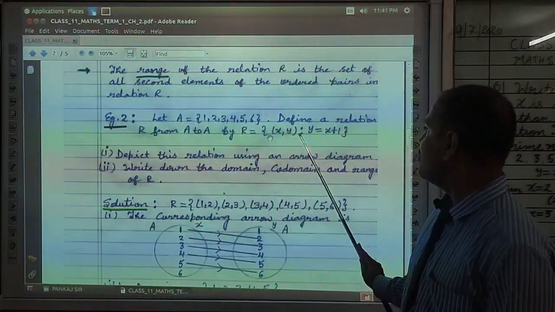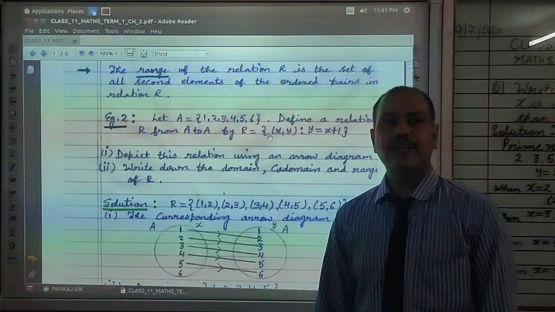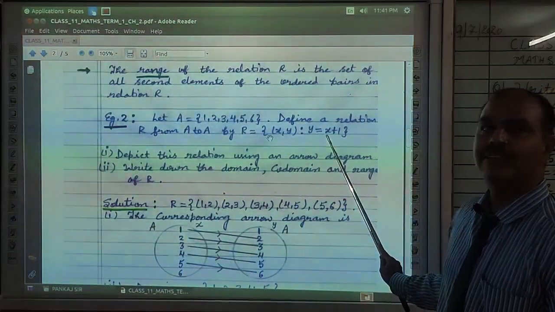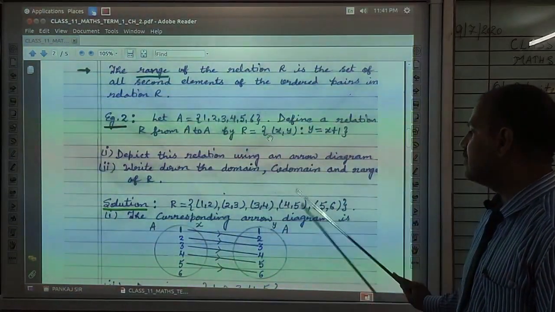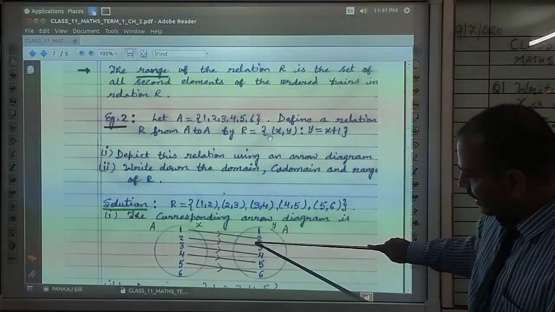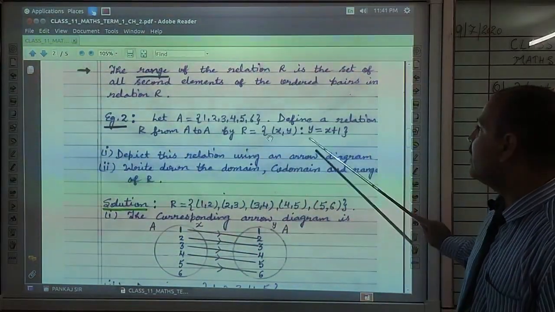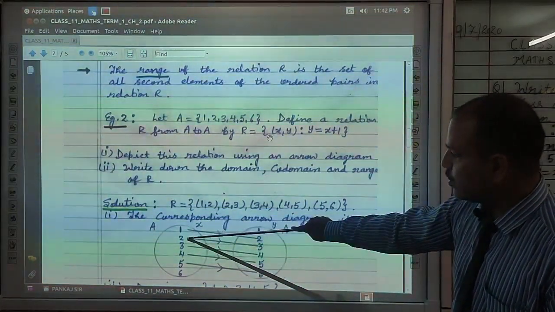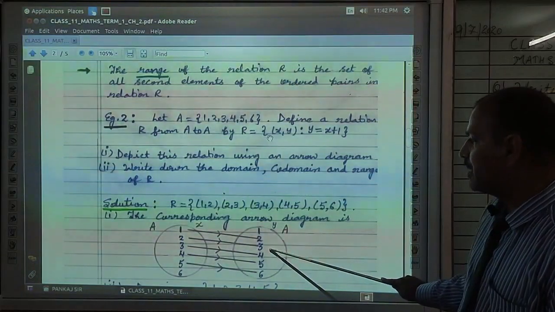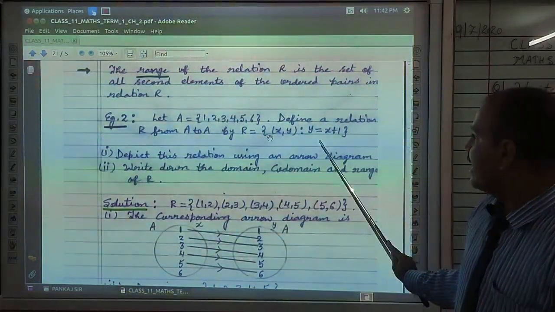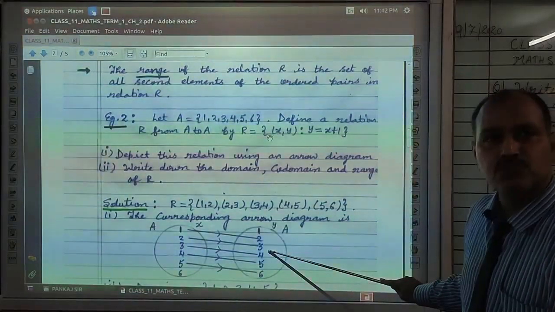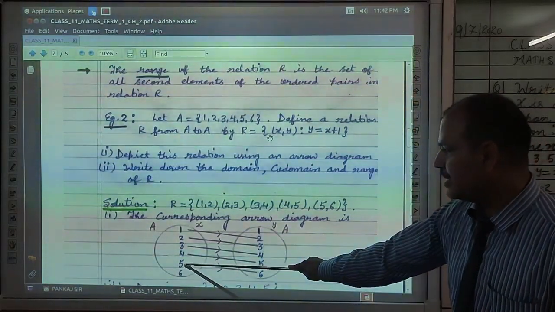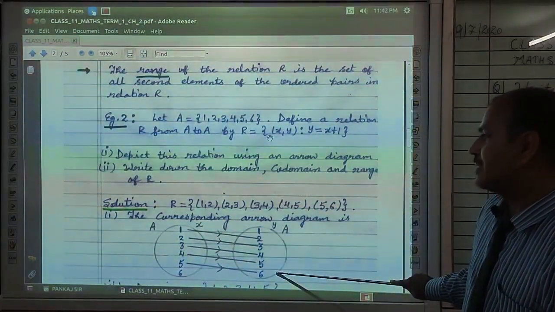Now the relation. What is the relation? y is equal to x plus 1. It means when x is equal to 1, then y is equal to 2. So through the arrow diagram, 1 to 2. When x is equal to 2, this is x and this is y, then 2 plus 1 is 3. Similarly, when x is equal to 3, then y is equal to 4. Then x is equal to 4, y is equal to 5. x is equal to 5, y is equal to 6.